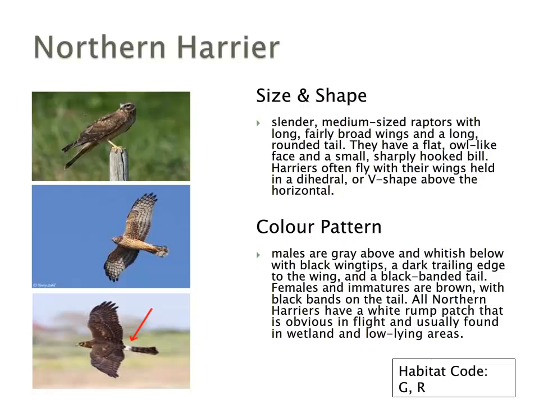So males are generally gray above and whitish below, with very black wingtips and a dark trailing edge to the wing. So you can see that in the second image, those dark wingtips and the trailing edge present on the wing pattern there.